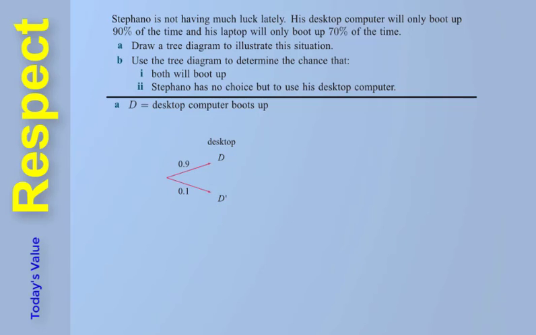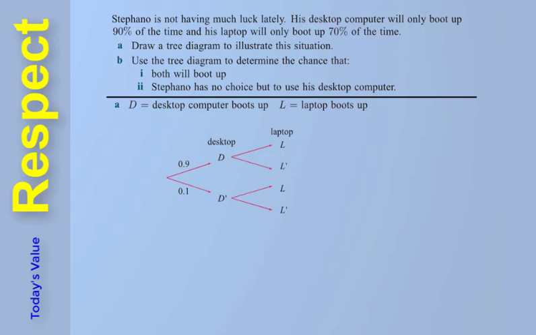Similarly, either the laptop will boot up or it will not. So we draw two more branches from D and label one L to represent the laptop boots up and the other not L to represent the laptop does not boot up. We draw the same two branches from not D.